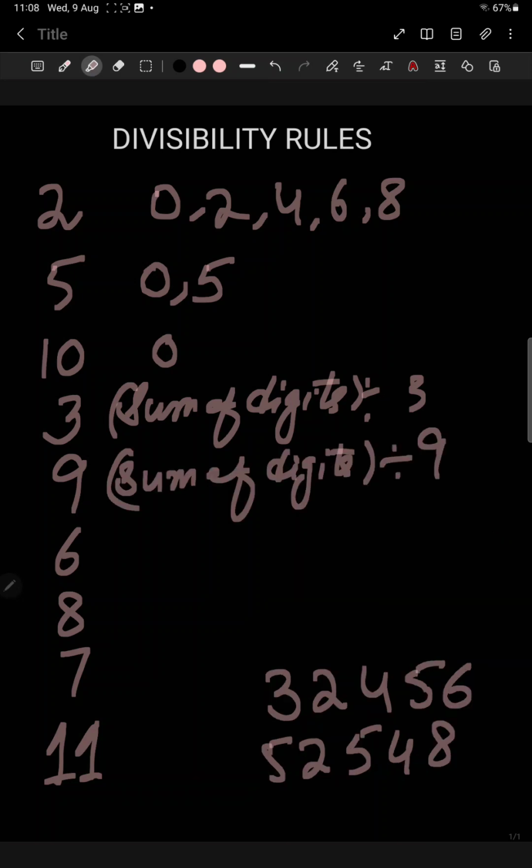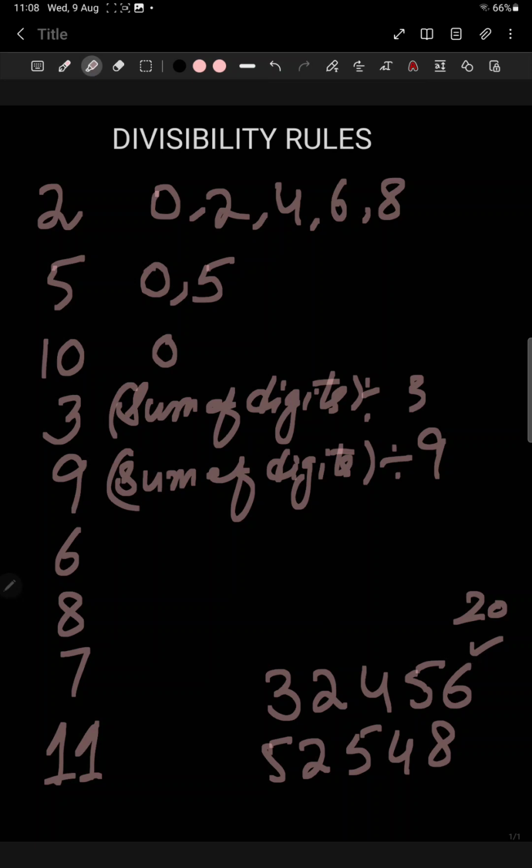To check whether a number is divisible by 6 or not, we need to check that the given number must be divisible by 2 as well as divisible by 3. For instance, the first number is 32,456. The last digit is even, so we can see that this number is divisible by 2. To check for 3, we will add all the digits. 5 plus 6 is 11, 12, 13, 14, 15, 16, 17, 18, 19, 20. 20 is not divisible by 3. So this whole number is not divisible by 3.